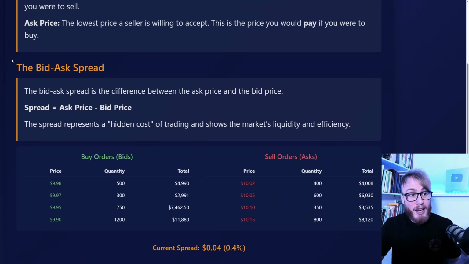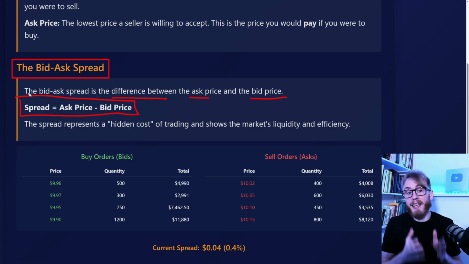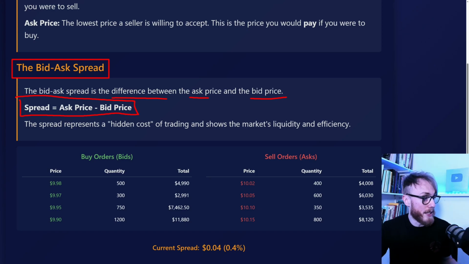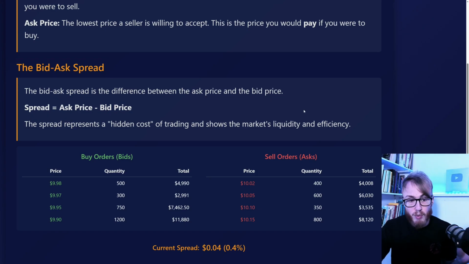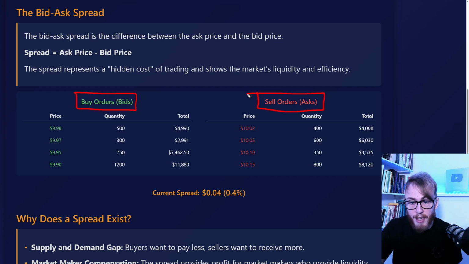But first of all, we also need to understand the bid-ask spread. What is the bid-ask spread? Well, it's simply the difference between the ask price and the bid price. So if we use an equation here, you can see that the spread is the ask price minus the bid price. And here, I think, is when it will get clear for you guys, because here we have buy orders, which, remember, are the bids, and we have sell orders, which are the asks. So let's take a look at this step by step. Right here, we have the buy orders. Right here, we have the sell orders.